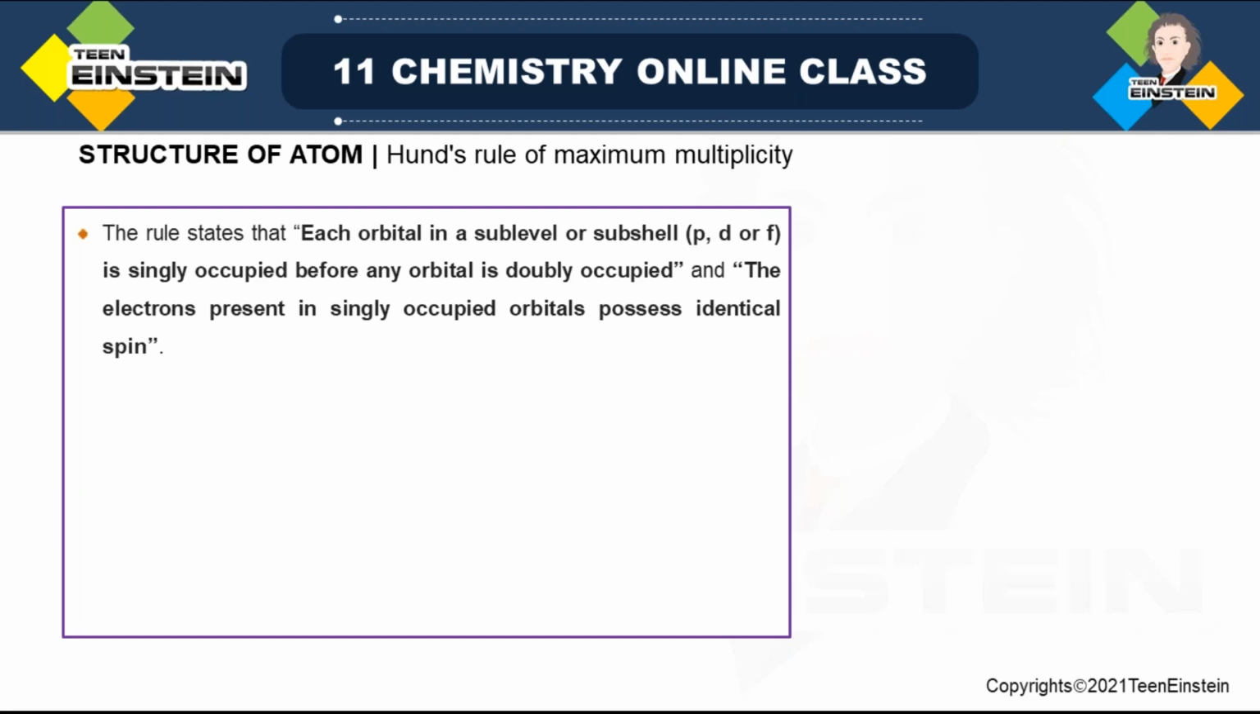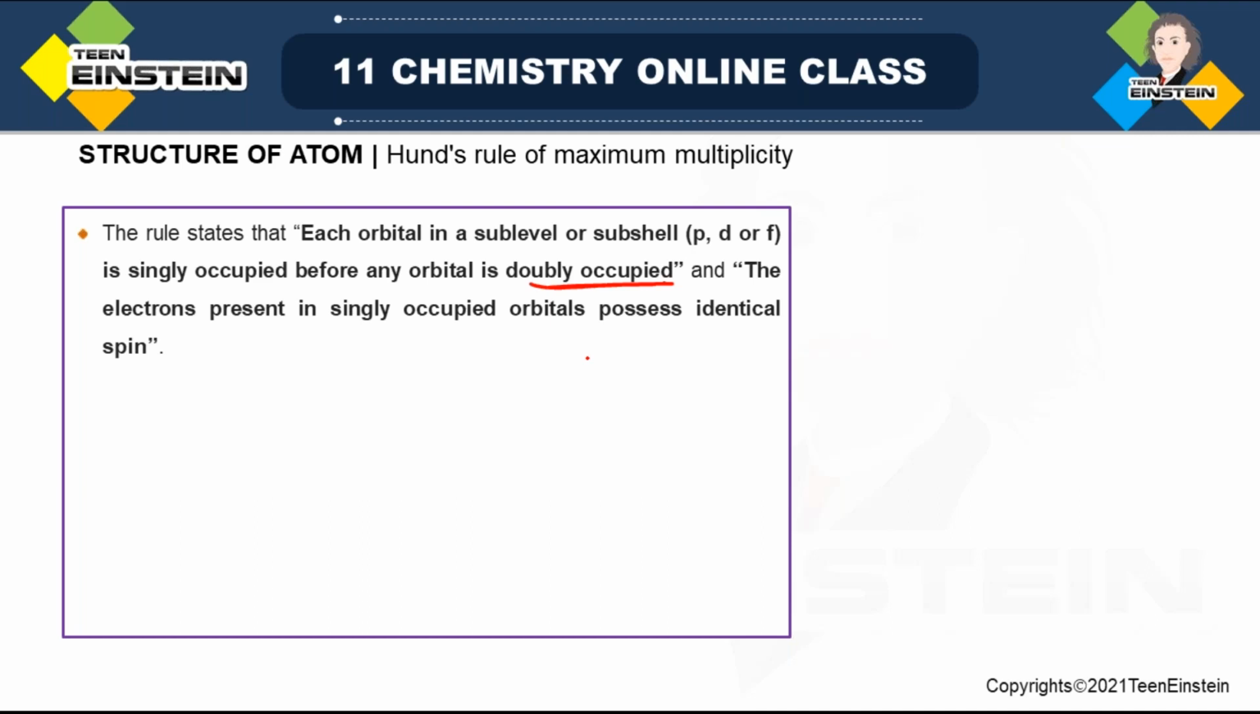Whose rule of maximum multiplicity? That is the last rule, after the Aufbau principle and Pauli's exclusion principle, and this is number 3. According to this rule, each orbital in a sublevel or subshell, that is p, d, f, is singly occupied before any orbital is doubly occupied.